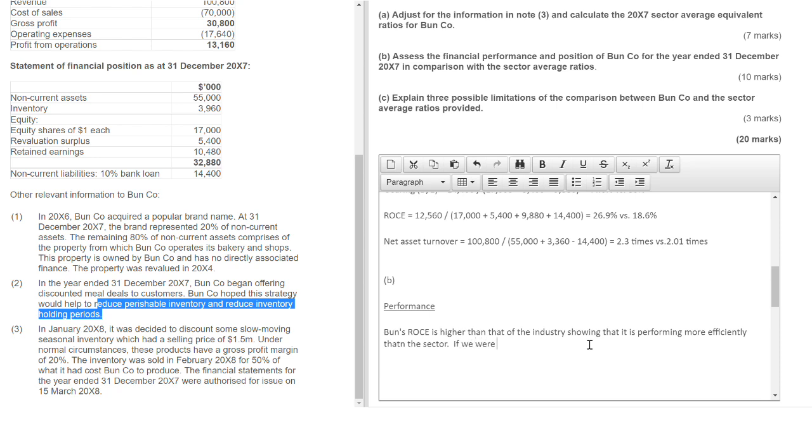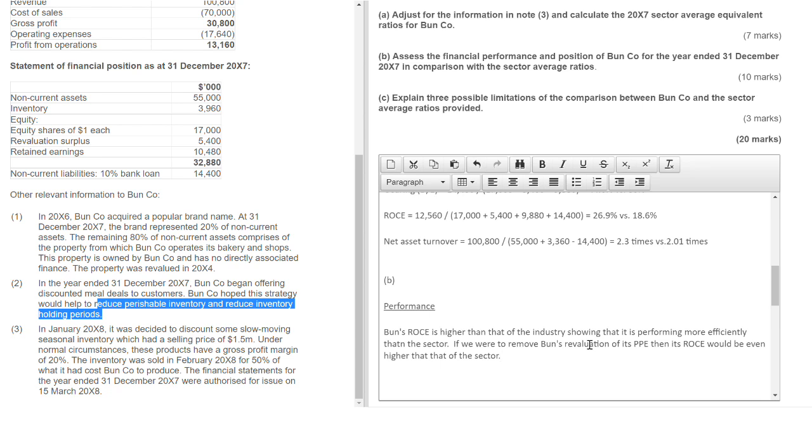If we were to remove Bun's, I can't spell, you'll get used to that, revaluation of its PPE, then its ROCE will be even higher than that of the sector. Okay, so we are performing efficiently.